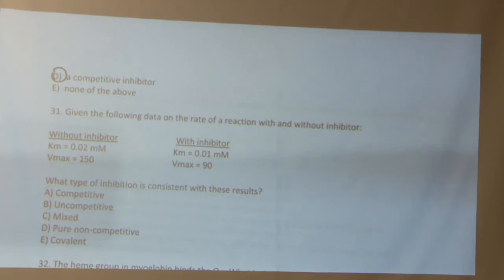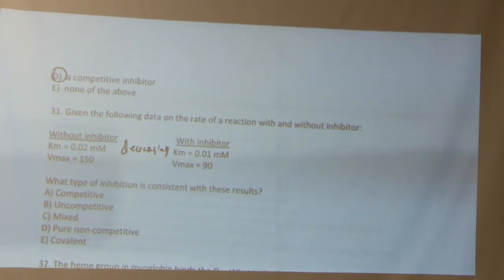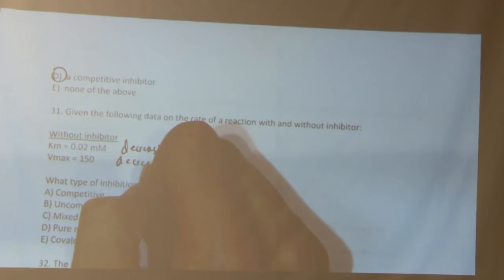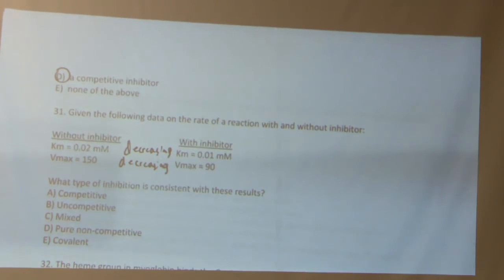So what is occurring? Km, is it increasing or decreasing? Decreasing? What about Vmax? Decreasing? So based on that, what type of inhibitor shows a decreasing Vmax and a decreasing Km? Uncompetitive? What do we think? Uncompetitive. That is correct. So let's go through.